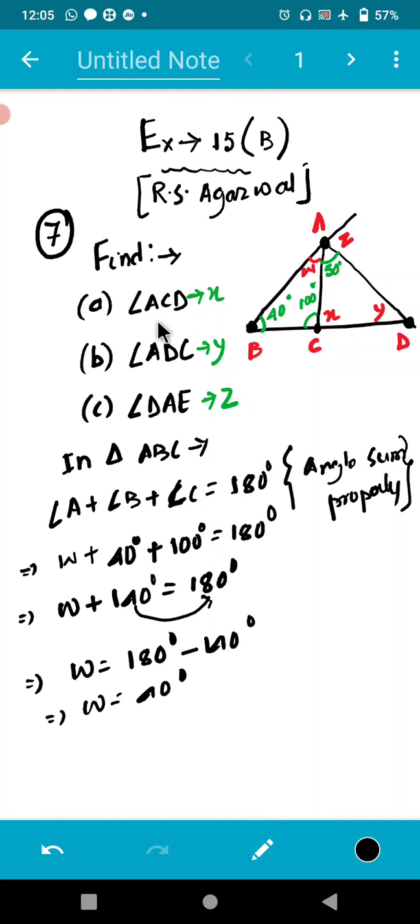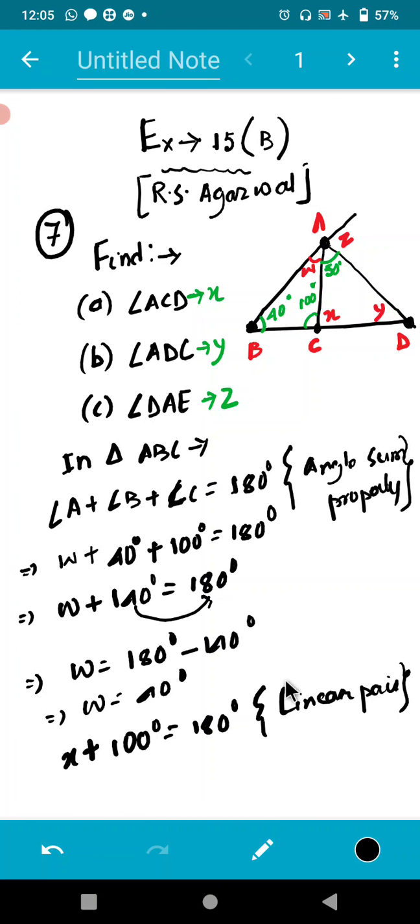Now, what is X? X is angle ACD, isn't it? So, what you have to do is X plus 100 degrees, and that would be equal to 180 degrees. And why are we saying this? Because they are a linear pair. Now, how to get the value of X? Obviously, we have to transpose this 100 to the right hand side. So, X would be equal to 180 degrees minus 100 degrees, and that would be equal to 80 degrees. So, we are done with this part.